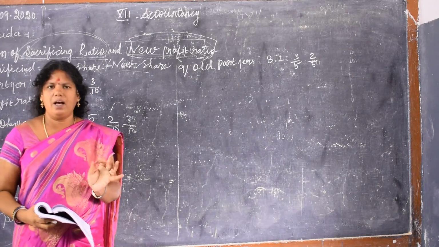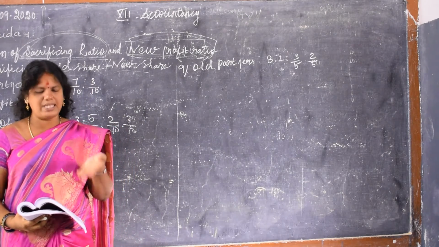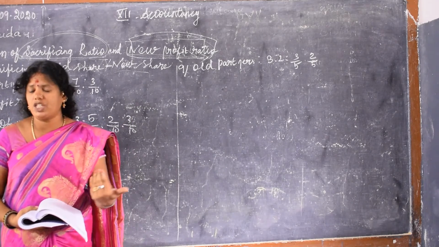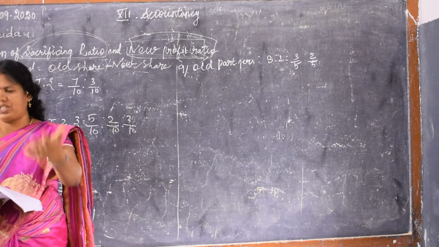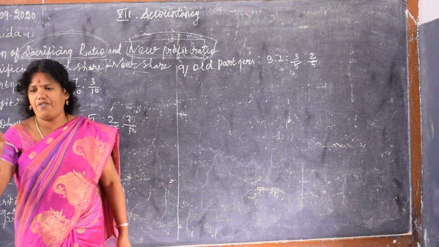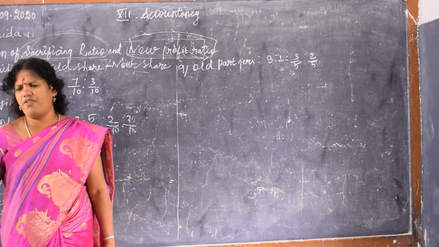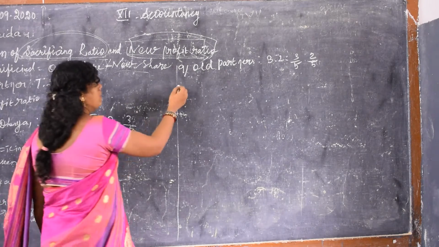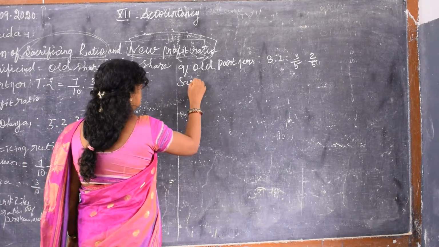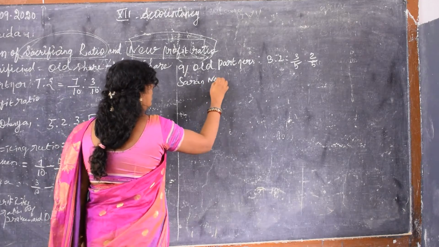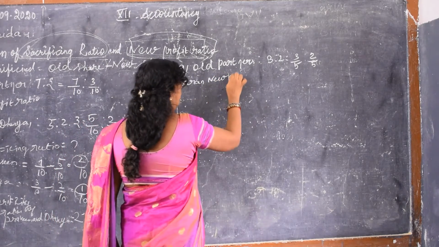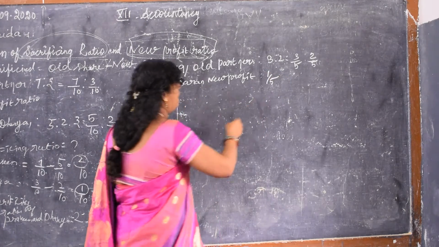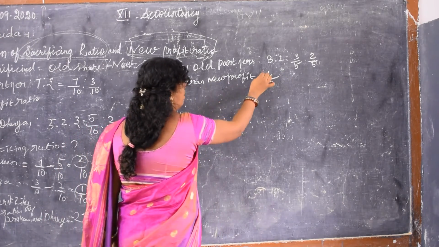See, please listen here. Sharon is going to be a new partner. He is entering into the organization with the new profit sharing ratio of 1/5. Totally there are 5 shares. In the 5 shares, he is getting 1 part. So Sharon's new share, this is new profit, is 1/5.